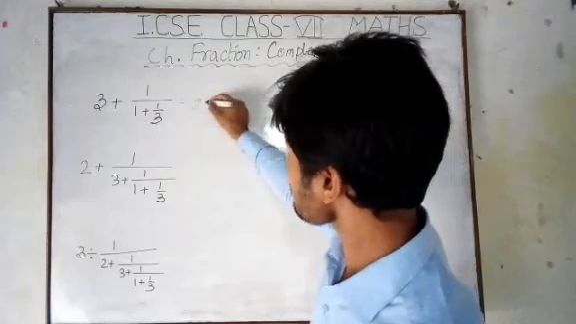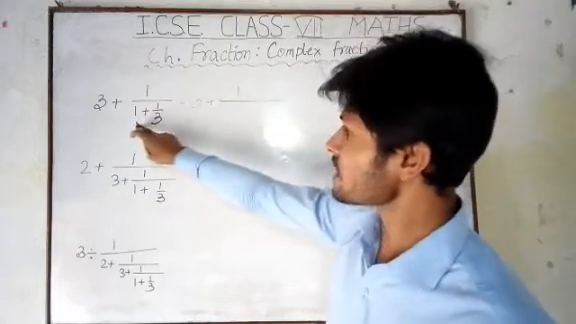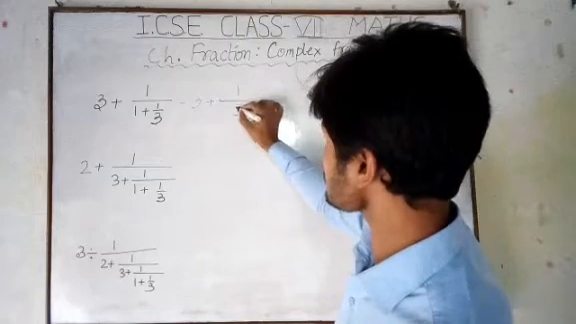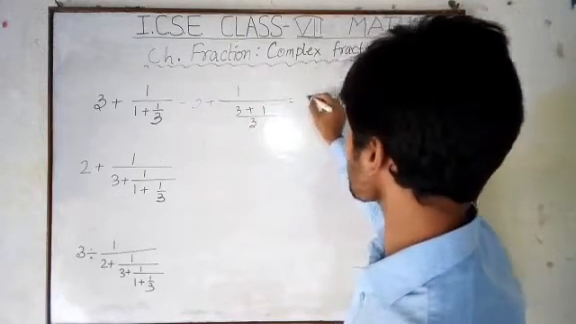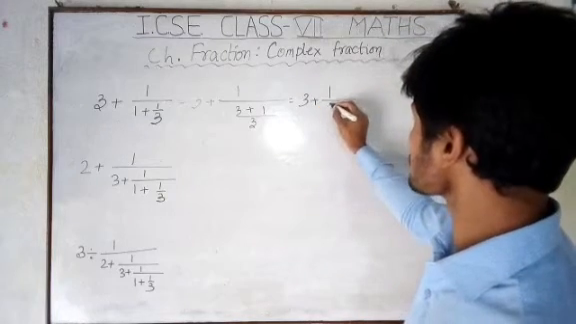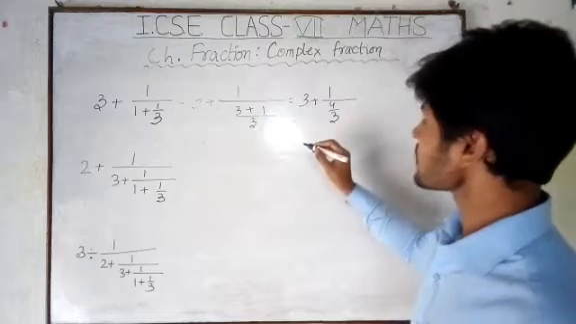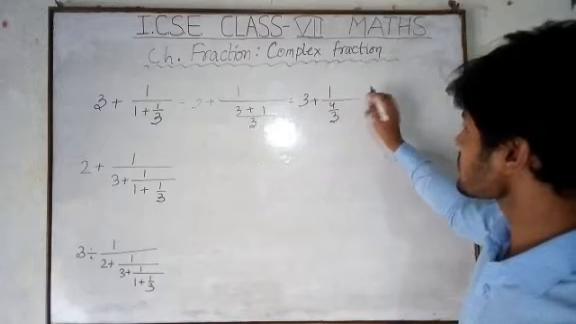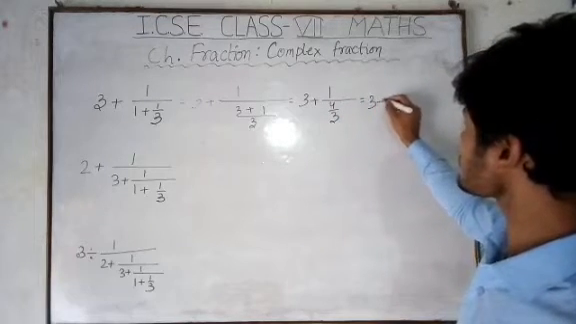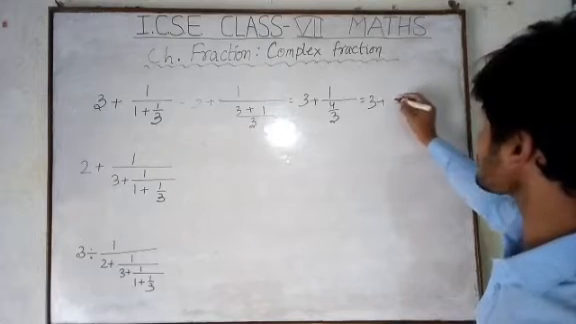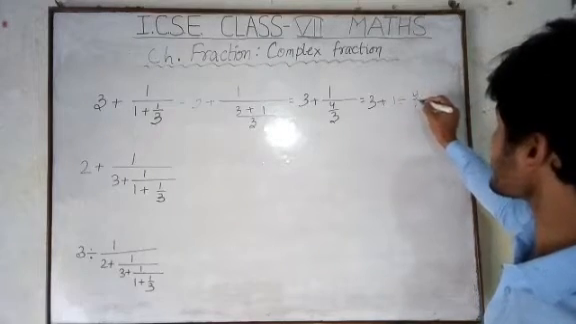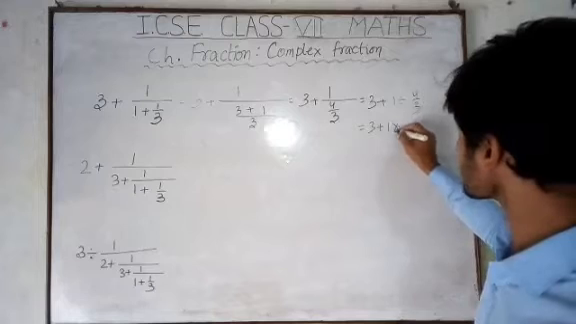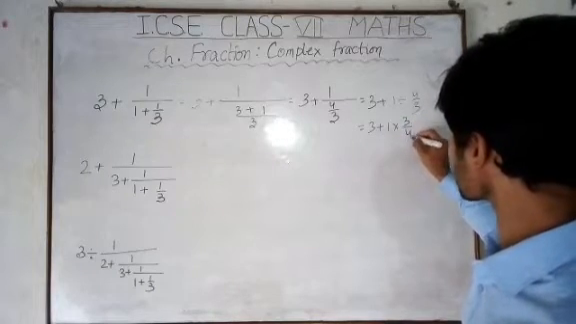So for this 1 plus 1 by 3, what will we write? We will take 3 as LCM, and this is 3 plus 1. So this becomes 3 plus 1 by 4 by 3. And as you all know, this by sign refers to division. So here we will do 3 plus 1 divided by 4 by 3, and this division will be done first. So 1 into 3 by 4.